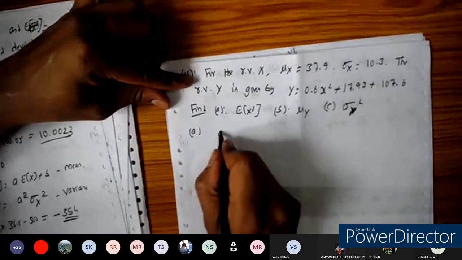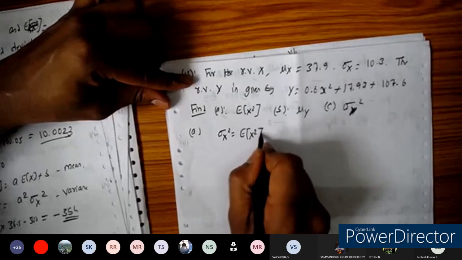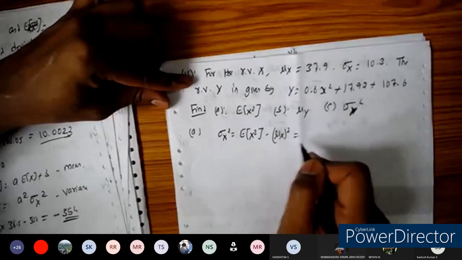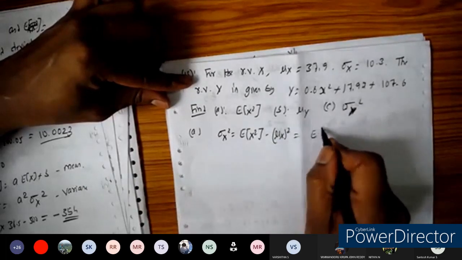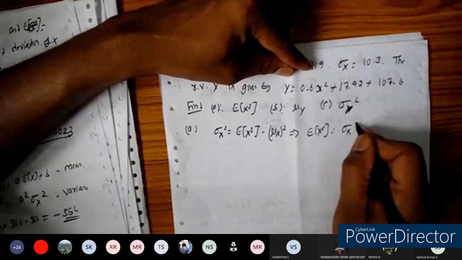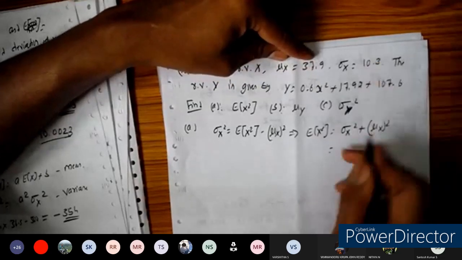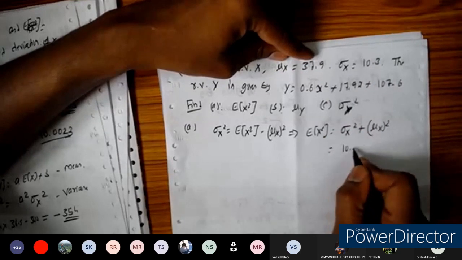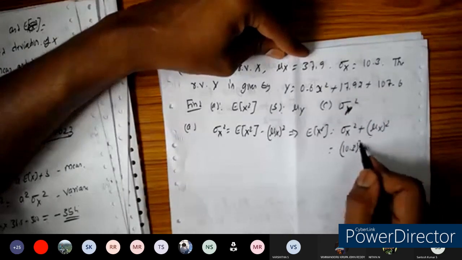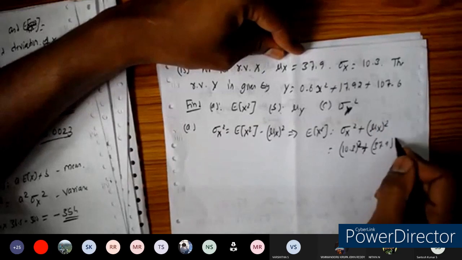So why leave it? So sigma x square is nothing but the expected value of x square minus mu x the whole square. So from this we have the expected value of x square equal to sigma x square plus mu x the whole square. Sigma x is given as 10.3, so sigma x square is nothing but 10.3 the whole square. I am substituting the value of sigma x, that's why I am taking the square. So don't get confused here. And mu x is 37.9 the whole square.